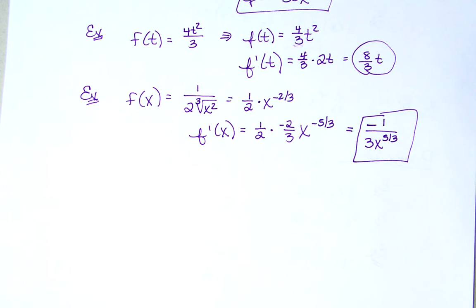When it's done, I'm going to get negative 1 over 3x to the 5/3, or I suppose negative 1 over 3 times the cube root of x to the 5th. I don't care about roots or fraction powers, just no negatives.